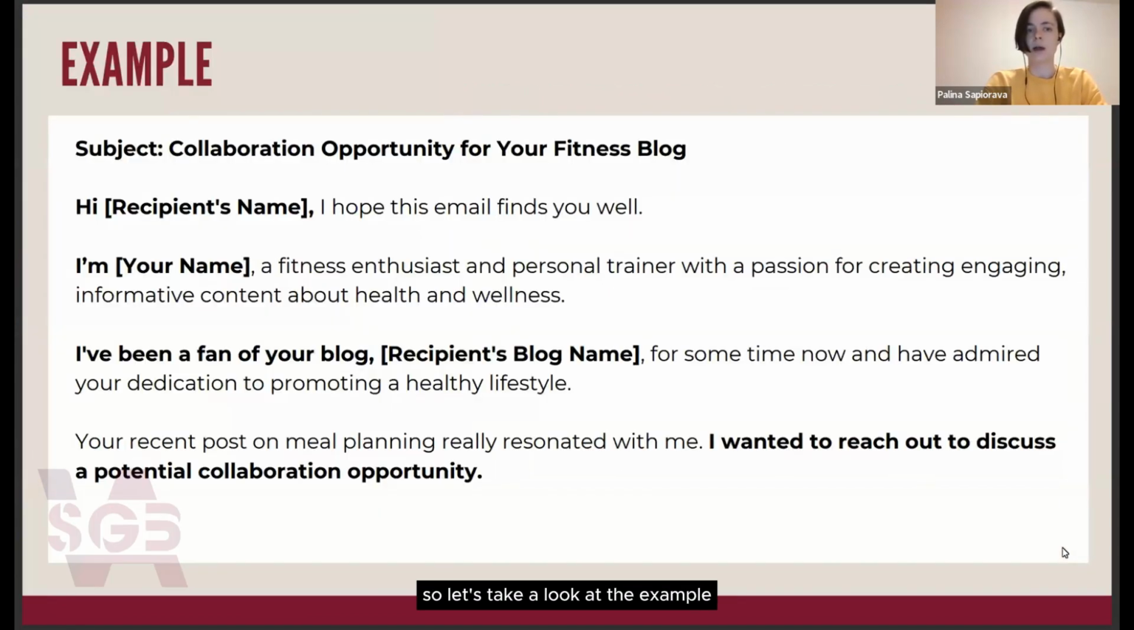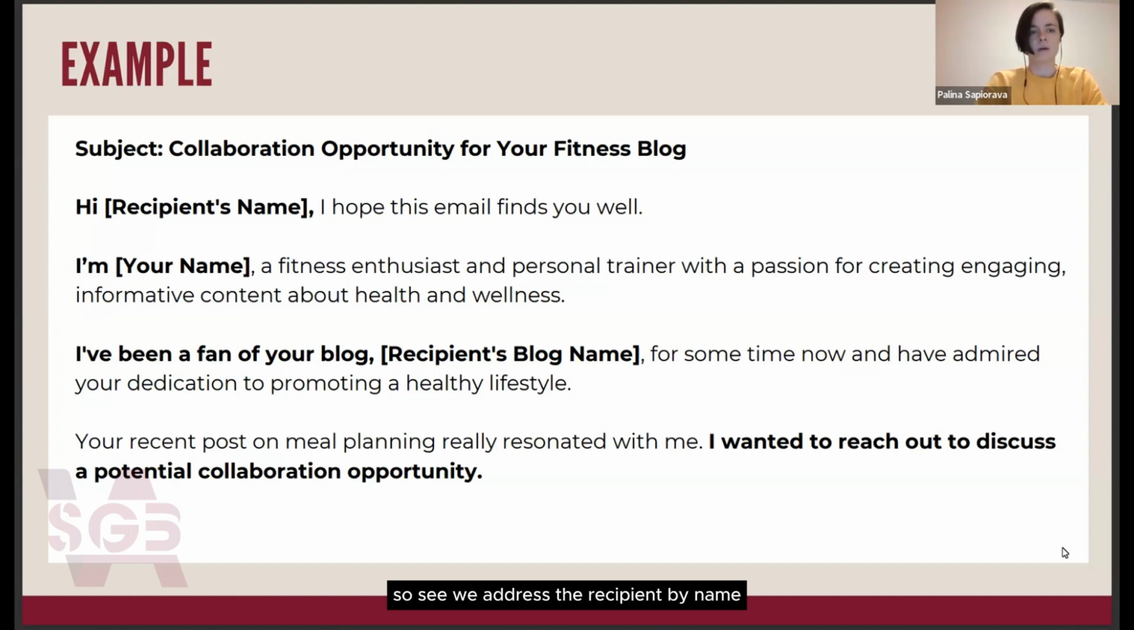So let's take a look at the example. I won't read the whole email out loud. You can read it now, or you can return to it later when you receive the presentation, but let's just pay attention to some of the main points here. Our subject is "Collaboration opportunity for your fitness blog." It attracts attention. It provides some collaboration opportunity, which means some benefit, some profit for a recipient.